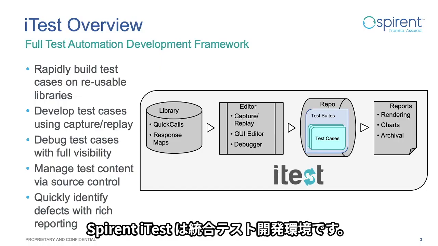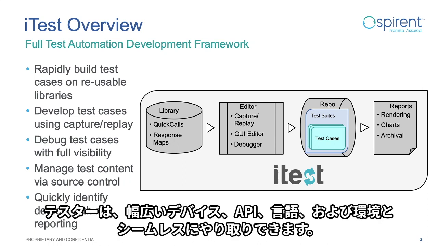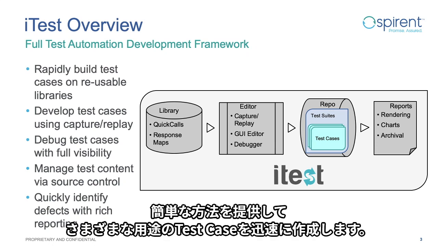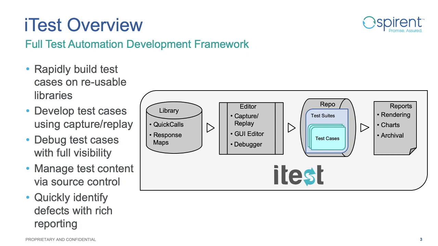Spirent iTest is an integrated test development environment allowing testers to seamlessly interact with a wide range of devices, APIs, languages, and environments. The user experience provides programmers and non-programmers a simple way to rapidly create test cases for a wide variety of uses.